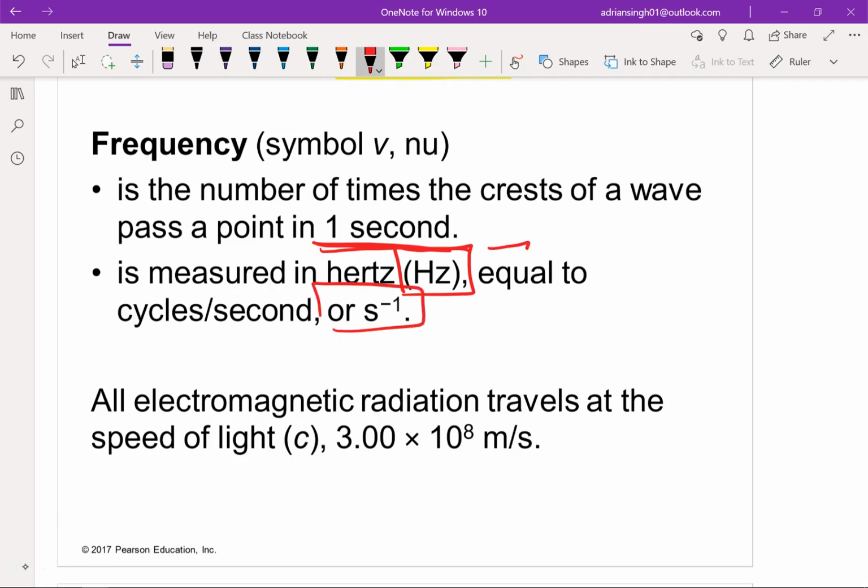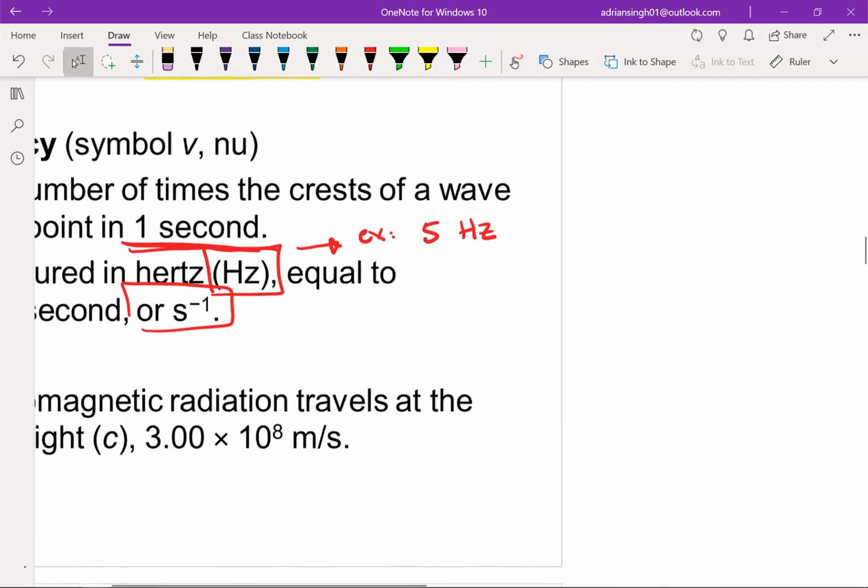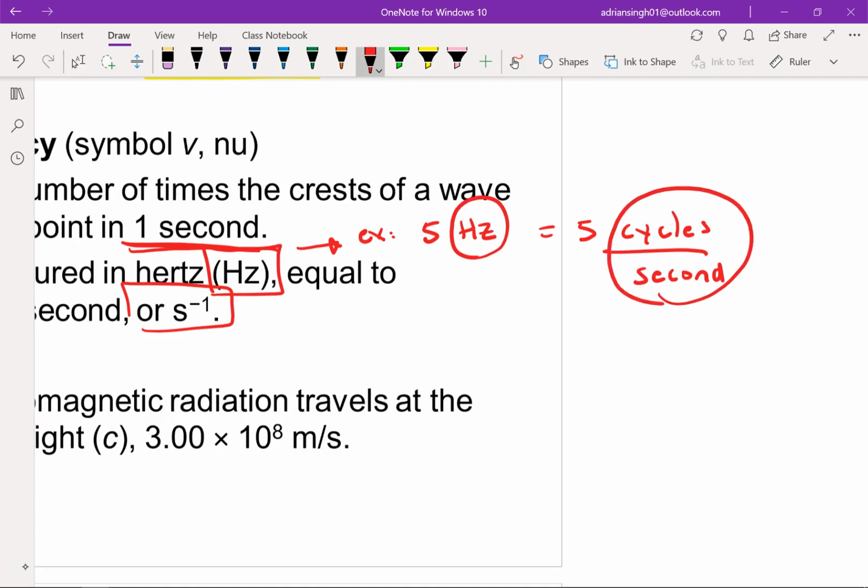That's actually a unit of frequency, which means per second. So for example, we can say 5 hertz, Hz is the symbol for hertz. This means 5 cycles per second, because hertz means cycles per second.